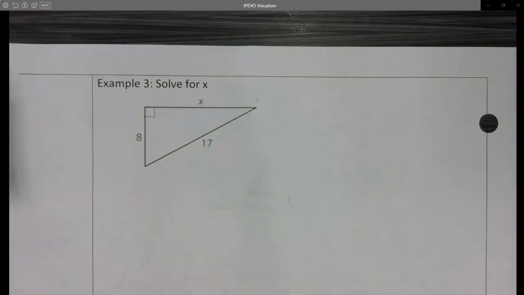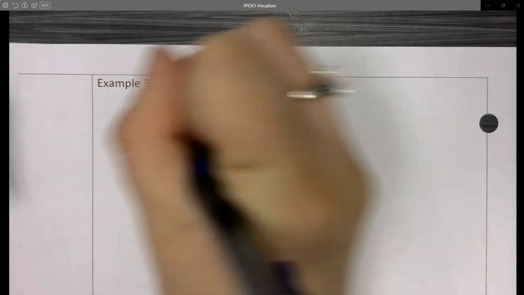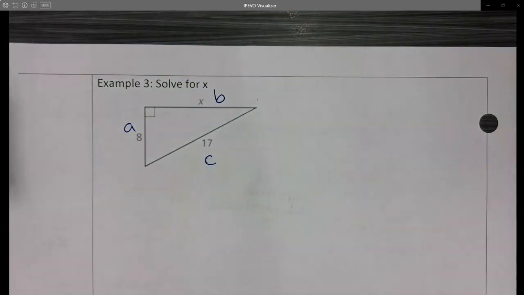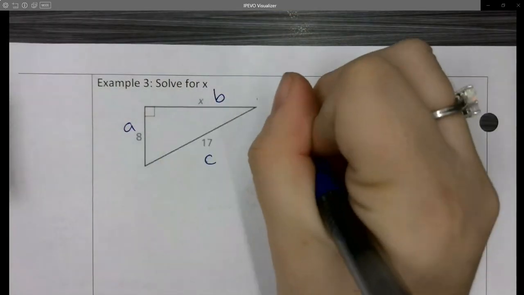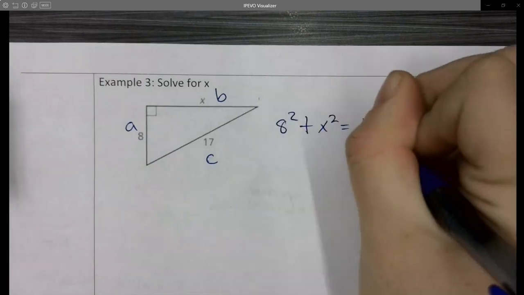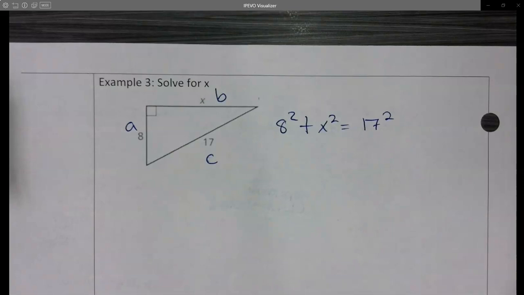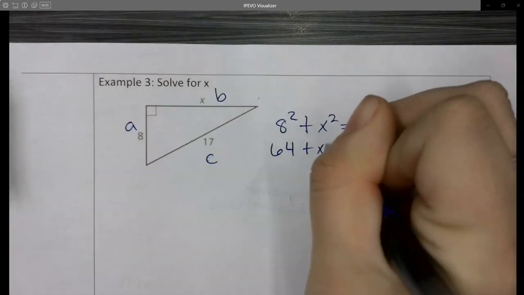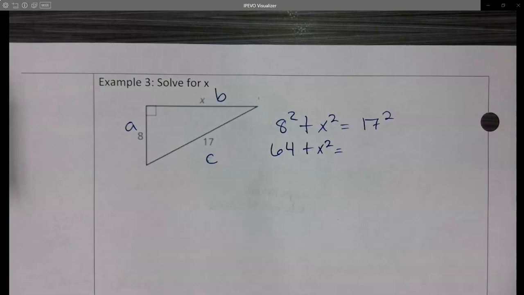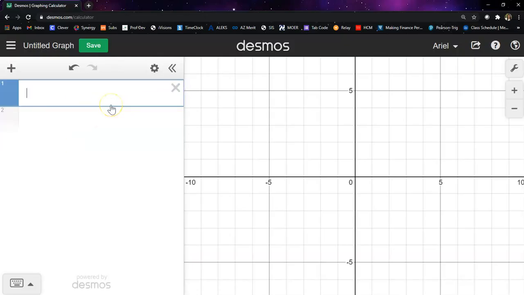So this one again wants me to solve for x. Which one is c? X, 8, or, okay, 17. So I'm going to make those a and b. I have 8 squared plus x squared equals 17 squared. What is 8 squared? 64. I do not know 17 squared, so I will go type that one into Desmos. 289?